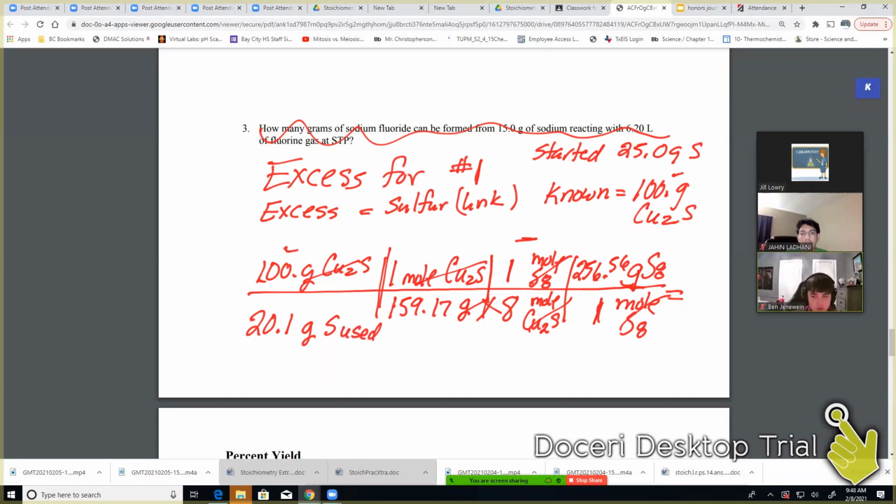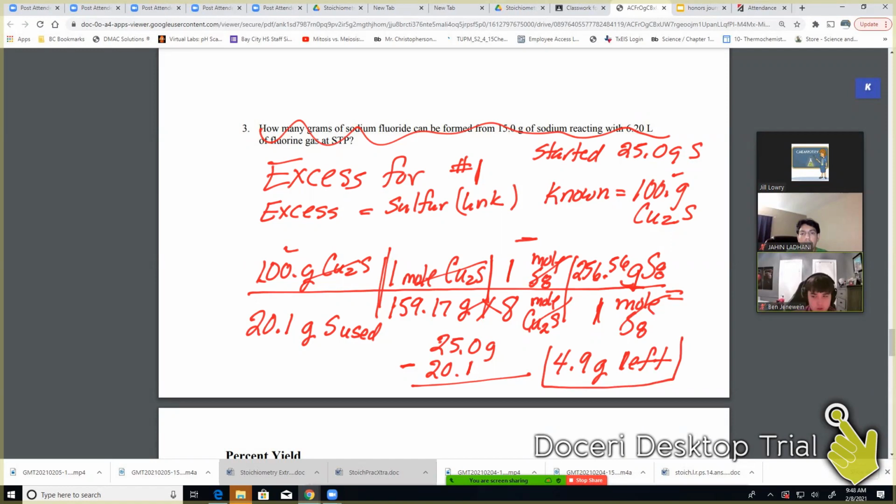So what we're asking for is our excess. So I started with 25 grams. What you started with is always going to come from your word problem. I'm going to subtract how much I actually used. 25.0 minus 20.1 will give me 4.9 grams left. And that would be your answer.